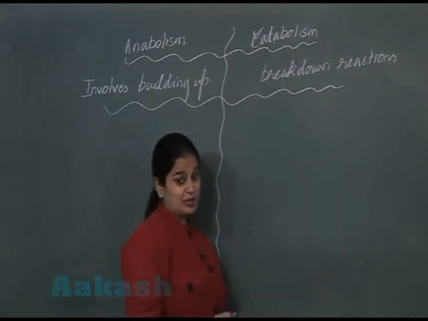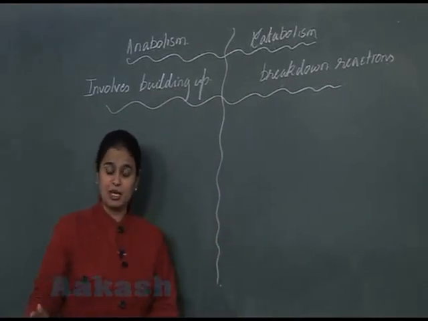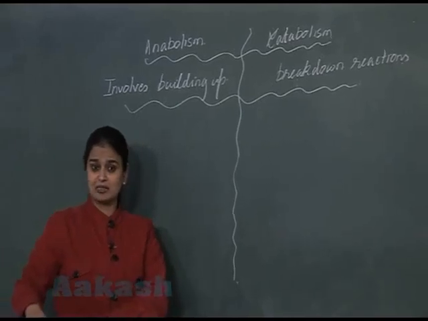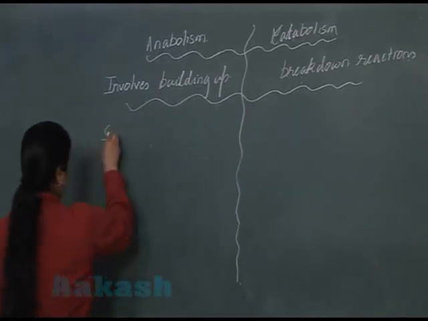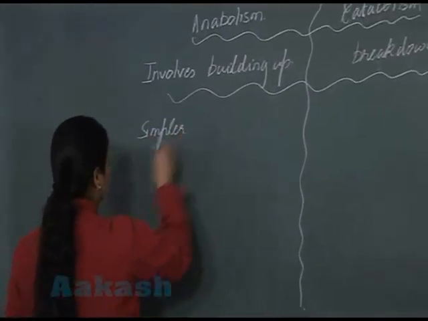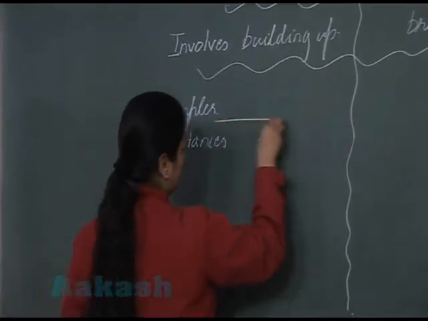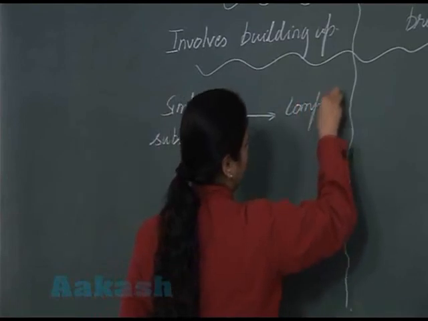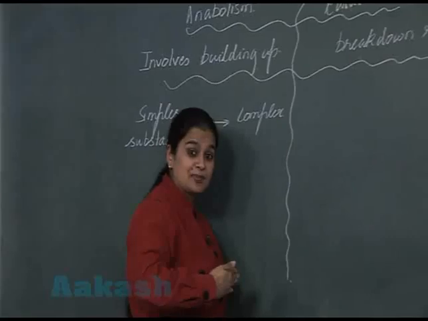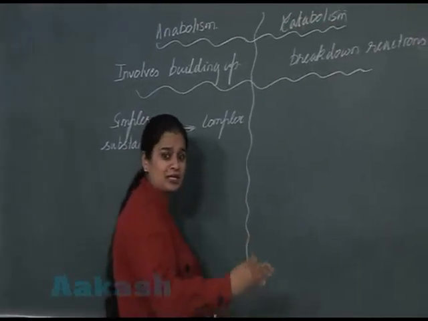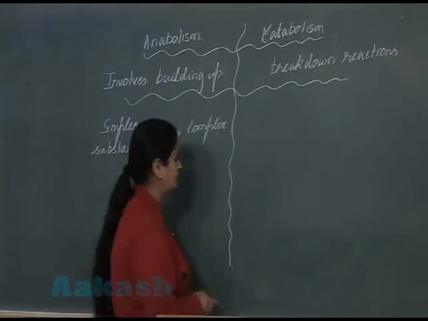As for anabolism, it involves building up reactions. So in anabolism, from simpler substances, there is formation, or synthesis, of complex substances. In catabolism, complex substances undergo breakdown, and after the breakdown there is formation of simpler ones.